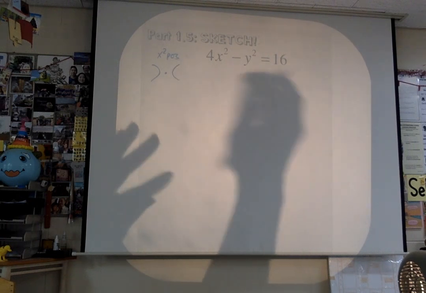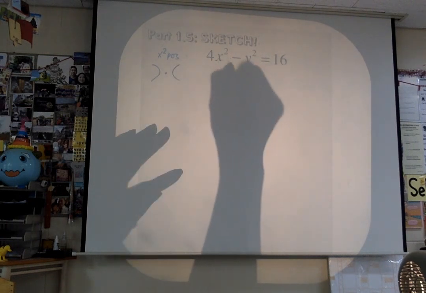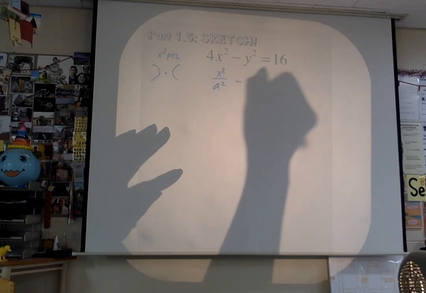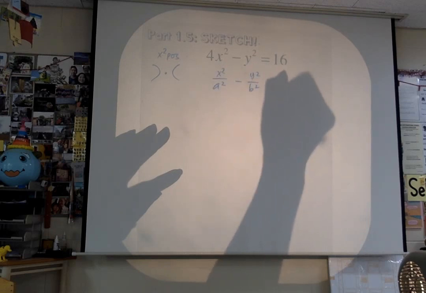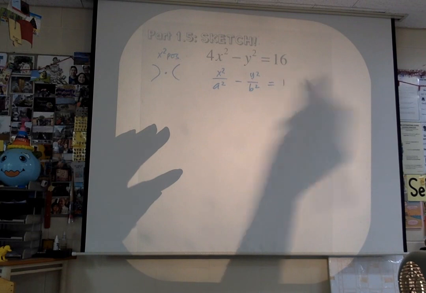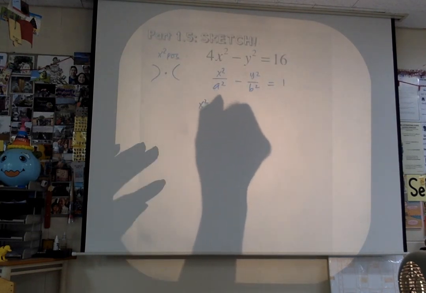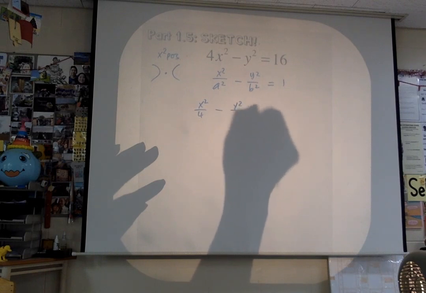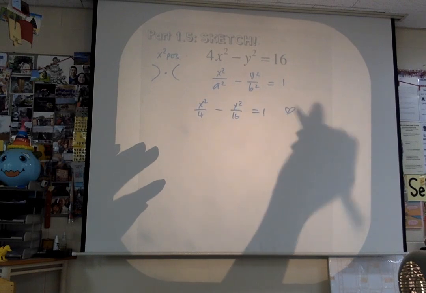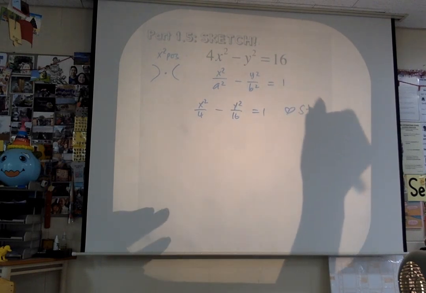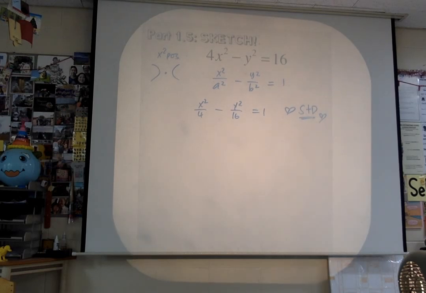Let's simplify this to the common form, which is x squared over a squared minus y squared over b squared is equal to 1. That's not in that form yet, so we're going to divide everything by 16. So we get x squared over 4 minus y squared over 16 is equal to 1. Now that's your standard form. All right, so now we start with this.